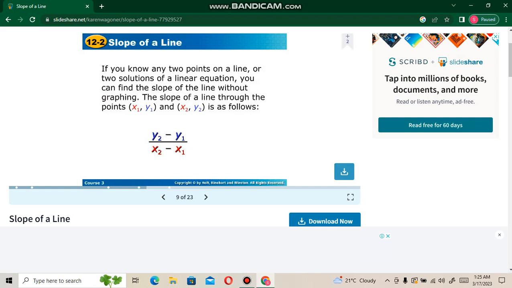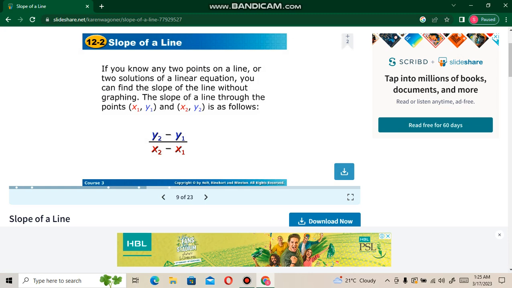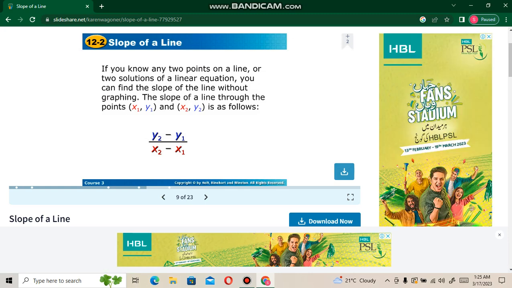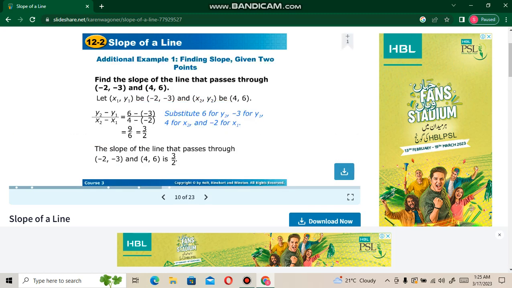If you know any two points on a line, or two solutions of a linear equation, you can find the slope of the line without graphing. The slope of a line through the points x1, y1 and x2, y2 is as follows: y2 minus y1 over x2 minus x1.